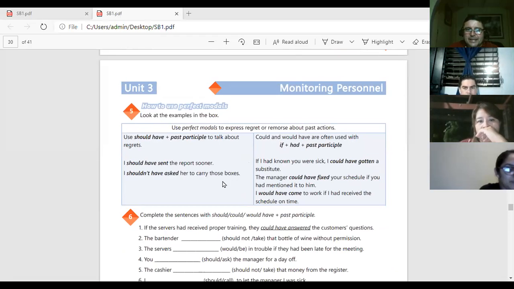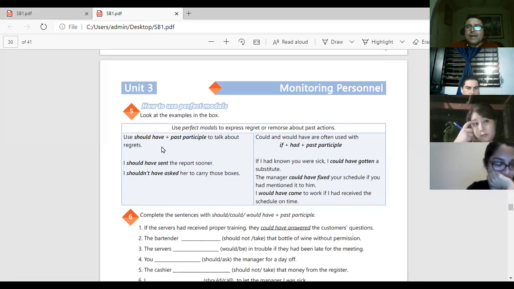Yes. Okay, so it says use perfect modals to express regret or remorse about past actions. Whenever you're saying past modals, they're always connected to activities that already happened. So should have plus past participle to talk about regrets. Do you remember the meaning of the word regrets? Arrepentimiento. Yes. So you say, hubieras hablado con el supervisor, or, no hubieras hablado con el supervisor. So esos son arrepentimientos. So you use should plus have, and the form of the verb is past participle.